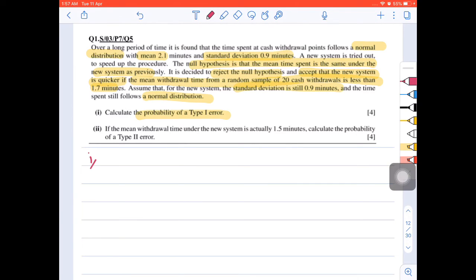So type 1 error is basically the significance level. They're the same thing. So the probability of type 1 error is equal to the significance level. Let's first write the hypothesis. The null hypothesis is that mu equals 2.1 minutes, and the alternate hypothesis is that mu is less than 2.1 minutes, because it's saying that the new system is quicker, so the time spent will be lesser.